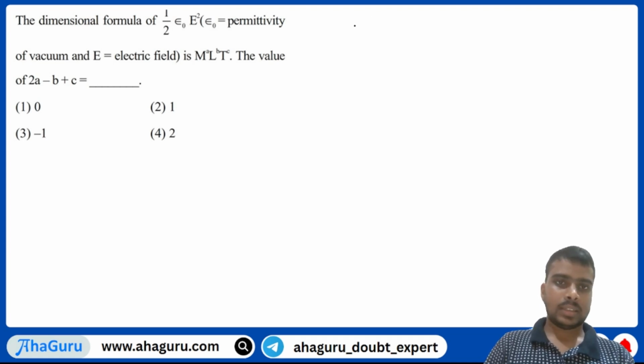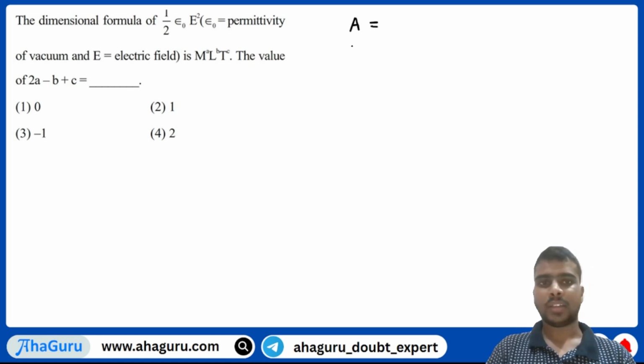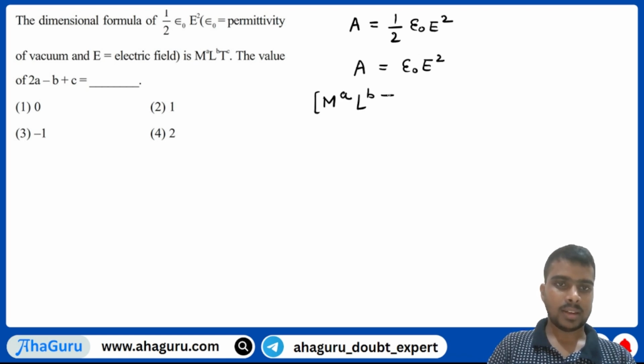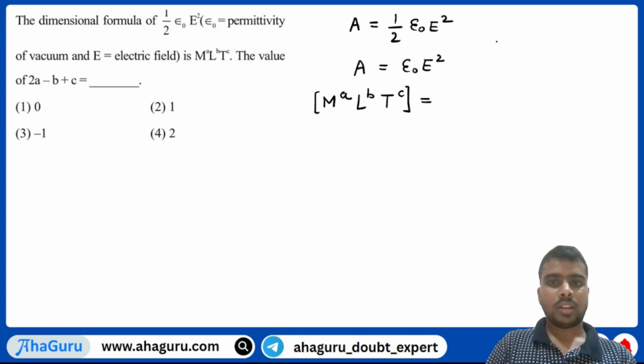So here we can write, let's say the final output is A, and its value is half epsilon naught E square. In terms of dimensions, the constants are of no use. So I can write it as A is equal to epsilon naught E square. Here, the dimension of A is provided in the question, that is M raised to power a, L raised to power b, and T raised to power c is equal to epsilon naught E square. What is epsilon naught? It is permittivity of vacuum.